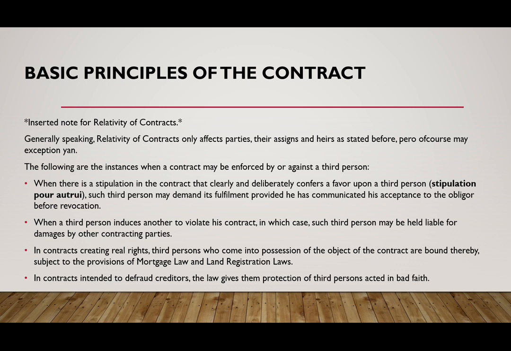Next, when the third person induces another to violate his contract. So dito, itong si third person, bad influence. Sabi niya, uy, huwag mong gagawin yung contract na yan, ha? So ito si third person, dahil sa ginawa niya, hindi finulfill ng party yung obligation sa contract. So it is a violation because it has caused damage to the innocent party. So, bawal yun. So, pwede ka mag-go against the third person.